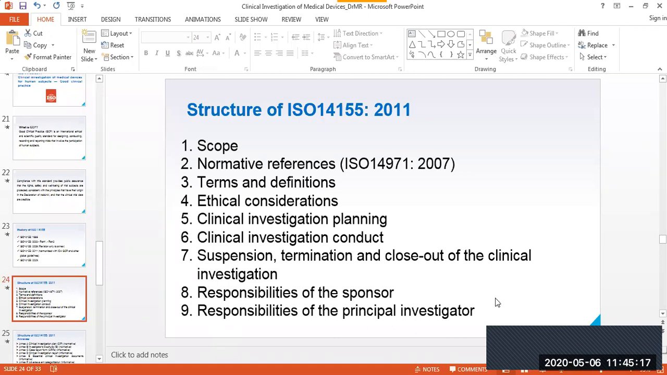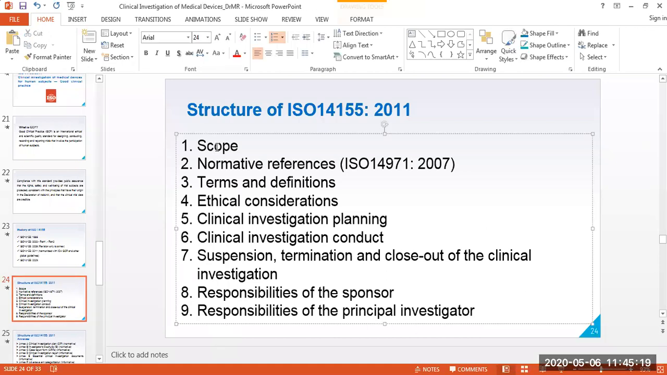That means they are given starting from the scope. So what is the scope? Why you have to perform that clinical investigation. Then second one, normative references. That means what are the different references you followed for conducting this clinical investigation. All the references and standards we have to give. And the terms and definitions. That is, what are the different terms you used in the clinical investigation. All the terms, you have to give the definitions.